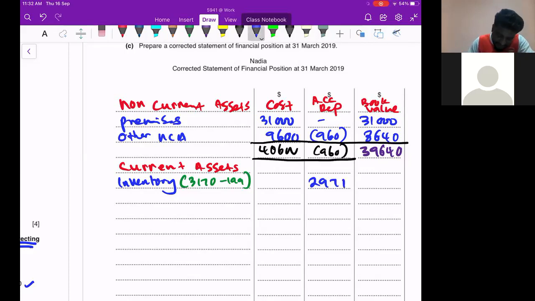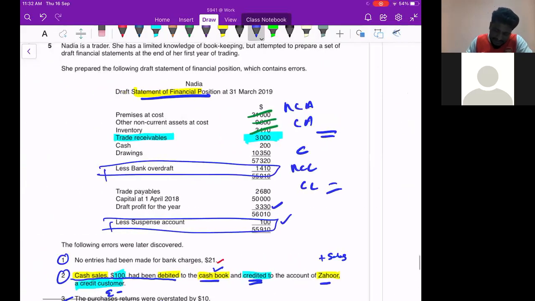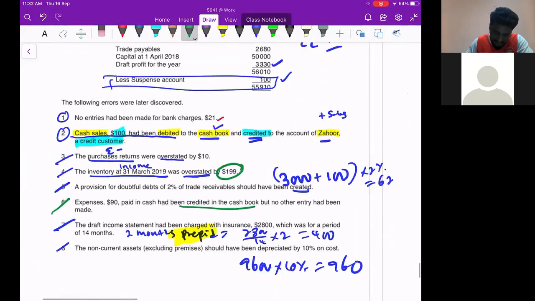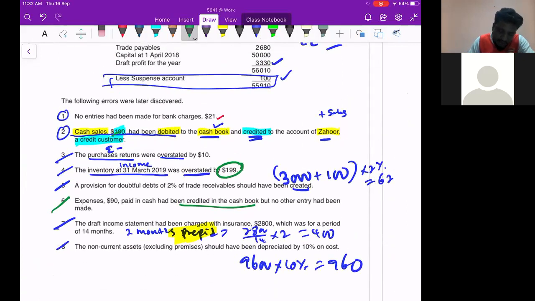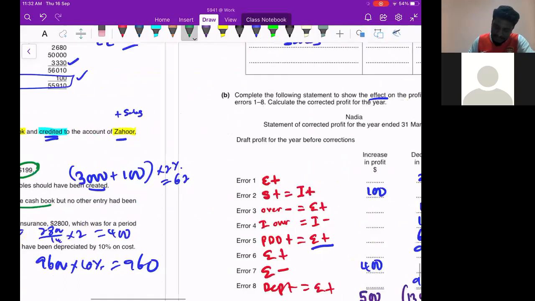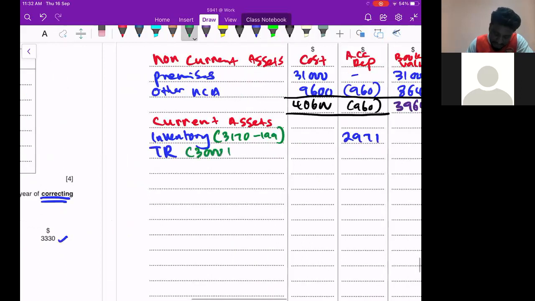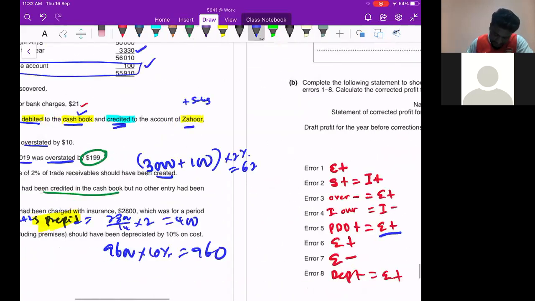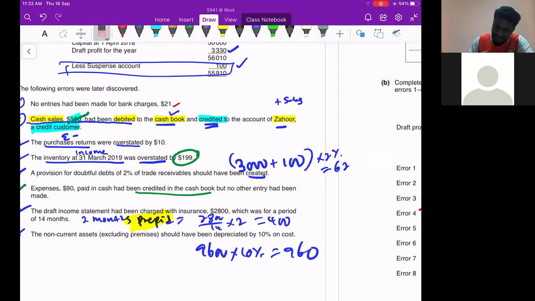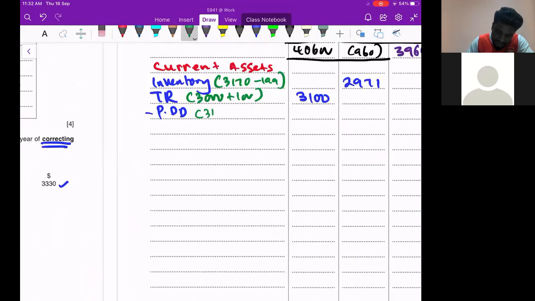Understand? After that, we have trade receivable. Trade receivable is 3000, but we have a mistake in trade receivable. My trade receivable was over-minused by 100, so I need to plus back. So my trade receivable is 3000 plus 100, I write here 3100. Why do I write it in the third line? Because I need to minus the PDD. How much is the PDD that I calculated? 62. You want to show the calculation? 3100 times 2%, 62. So 3100 minus 62, I get a net 3038. Are you all following me? Any problem? Please stop me.